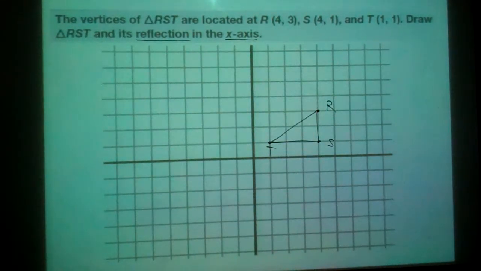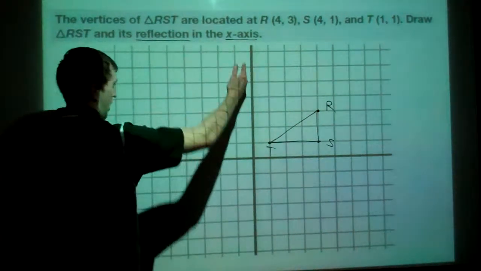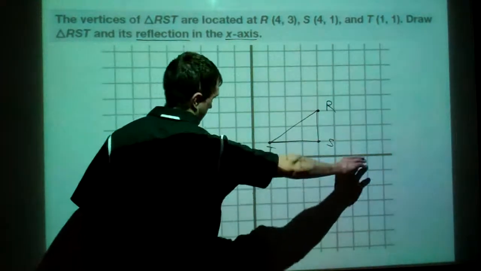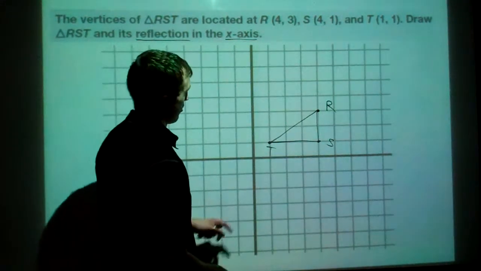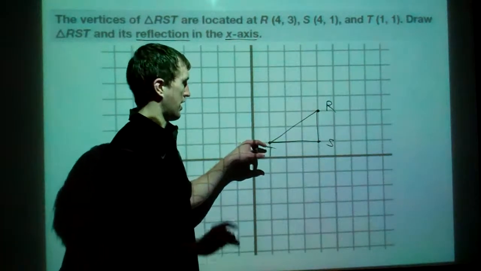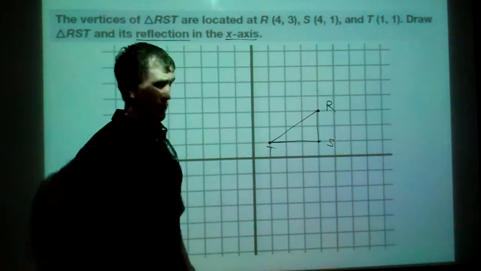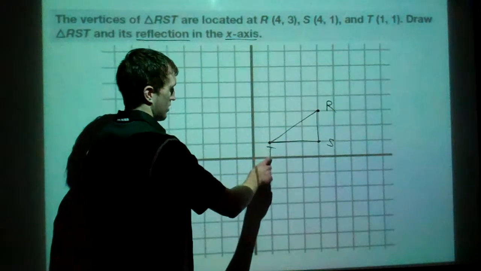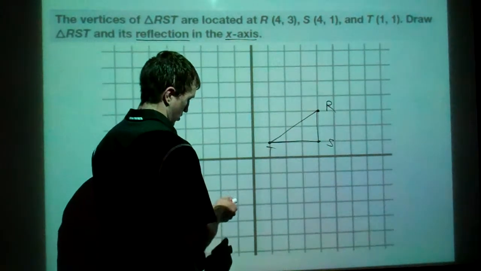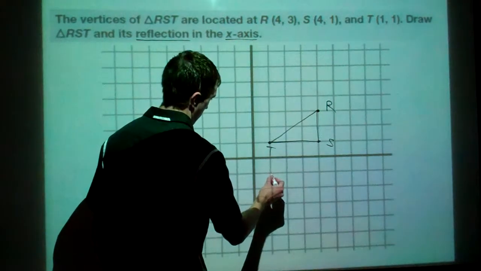Now we want to reflect it across the x-axis. So it'll be important to know which one the x-axis is. This is our Y. X is our horizontal axis. So what we're going to do is count how many units away each point, or each vertex, is from the x-axis. So for instance, T is 1 unit away. So what I'm going to do for its image is go 1 unit away in the other direction.